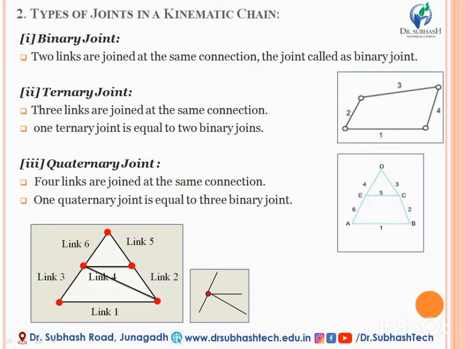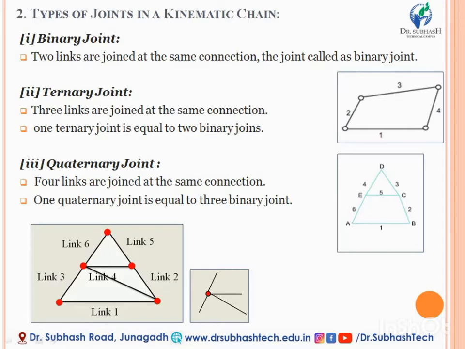There are basically three types of joints generally used to form a kinematic chain, because we require a joint to connect or assemble the different links used in various mechanisms. The binary joint, ternary joint and quaternary joint are the three basic types of joints widely used for assembling various links.